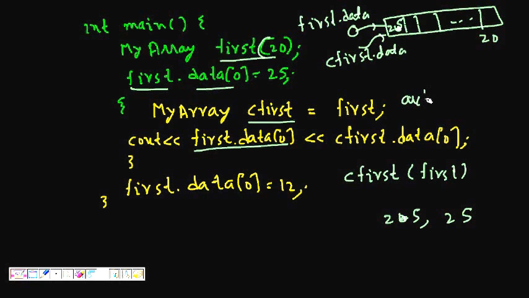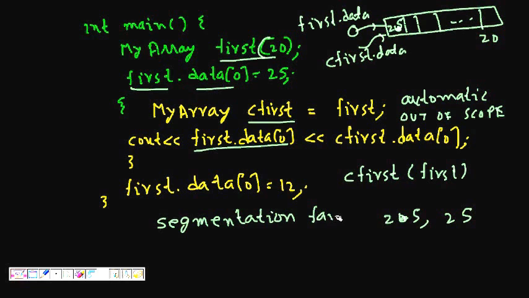But then I come out of the braces and the scope goes away. This was a local, automatic variable, and it goes out of scope. Now when I try to access first dot data 0 again, it gives me a segmentation fault.